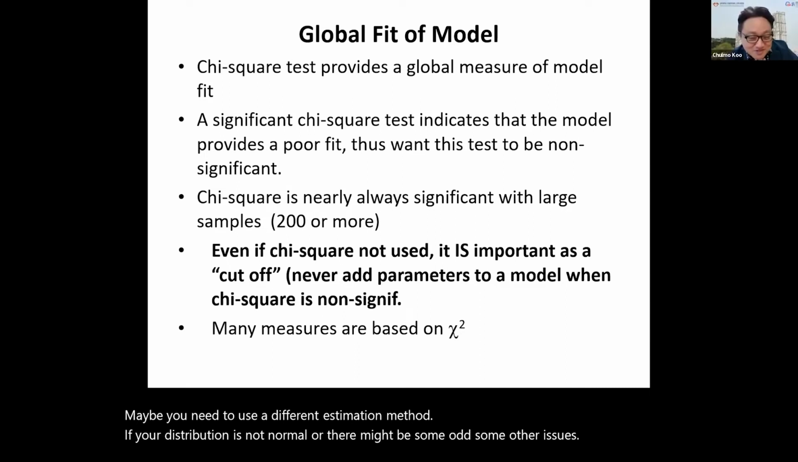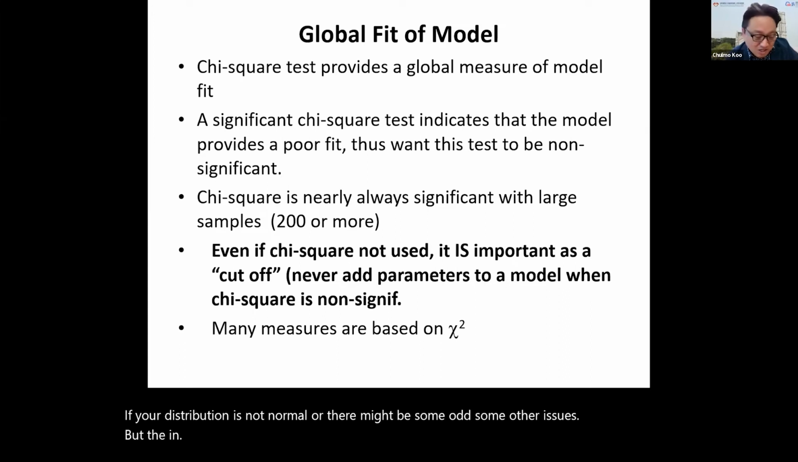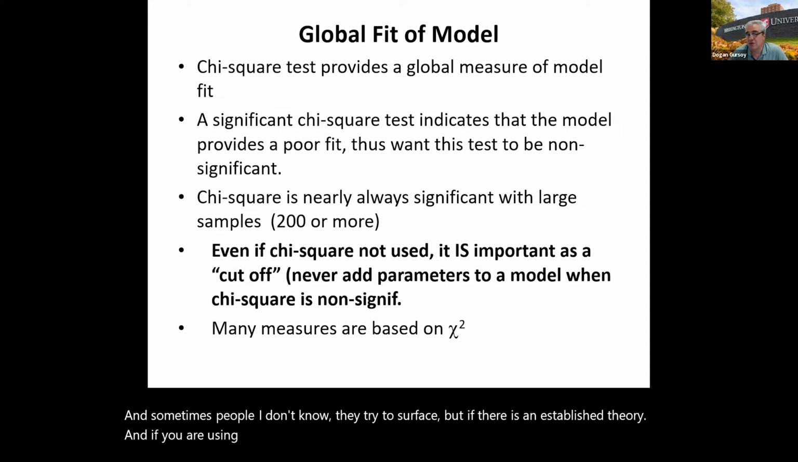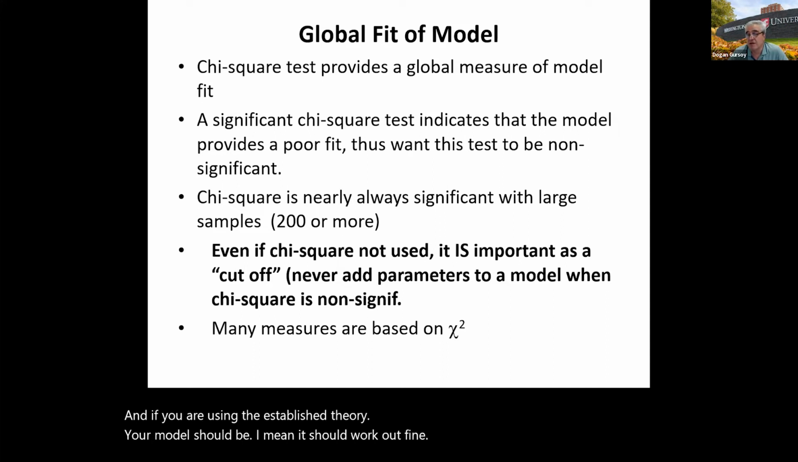So you mean the model fit is not a problem of the theory, it's a problem of the data distribution? No, it might be the theory too. The theory says something, but you don't apply it correctly. It's also an application issue. And sometimes people try to surpass the established theory. But if you are using an established theory, your model should work out fine. Usually, in most cases, it is your data.